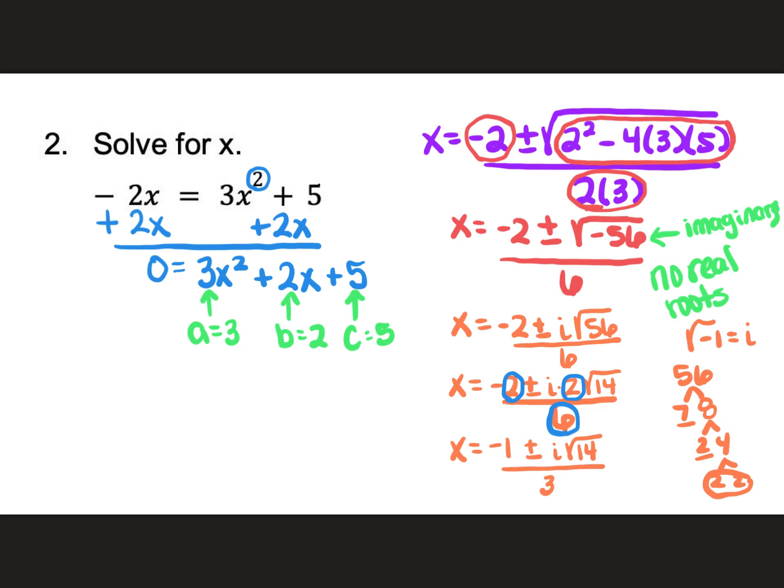So we have 2 roots sitting here. Again, they're both imaginary, so we're not going to see them on the graph. But we have -1 plus i times the square root of 14 over 3. And we have -1 minus i times the square root of 14 over 3.